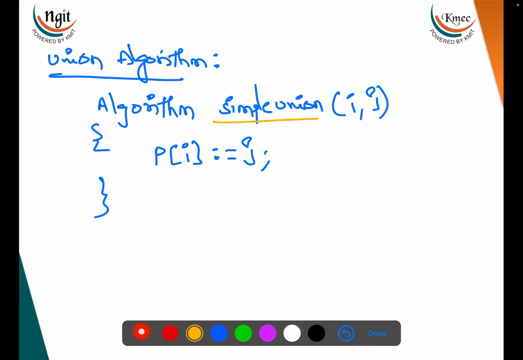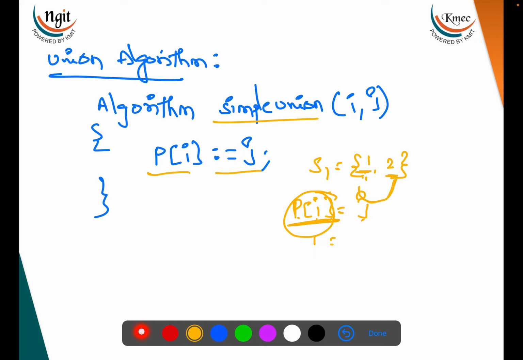There is the simple union algorithm, and the weighted union algorithm is also there. Now, let's see. P of i is equal to j. I told you this: when you are taking S1 equal to 1 comma 2, this can be a parent. That means parent of i is equal to j. Parent of i is 1. Parent of i equal to j means we are giving j as the parent of i. That means 2's parent is 1. This is the simple union operation.